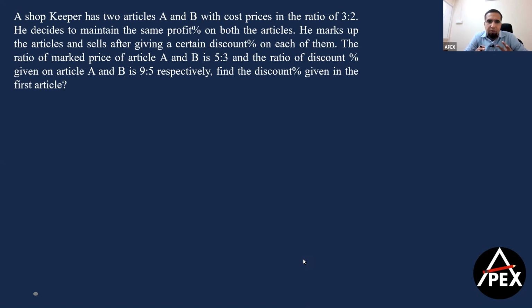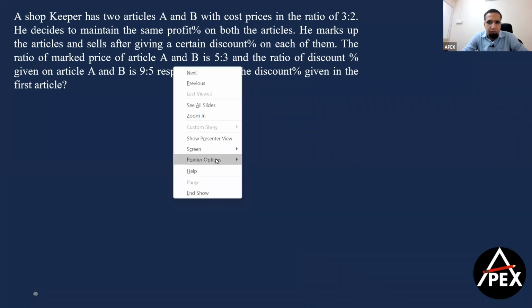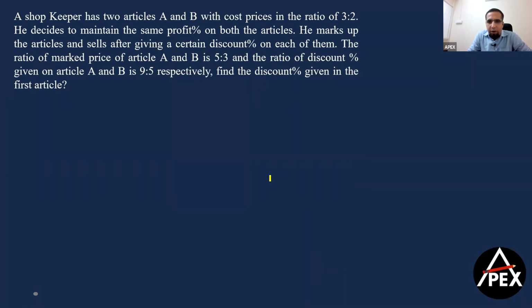Right, so this can be termed as a very good question, or a very difficult question, when it comes to profit and loss. The question says a shopkeeper has two articles, A and B, with cost price in the ratio of 3:2. Fair enough. So this is one point that I need to keep in mind, that the ratio of cost price is 3:2 here. Now next, he decides to maintain the same profit percentage.